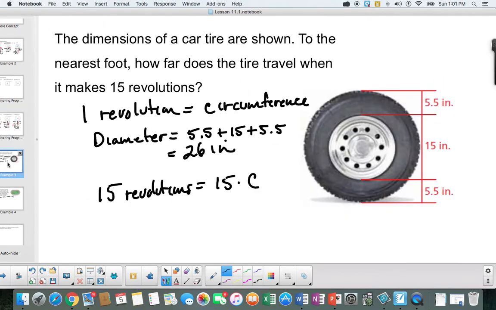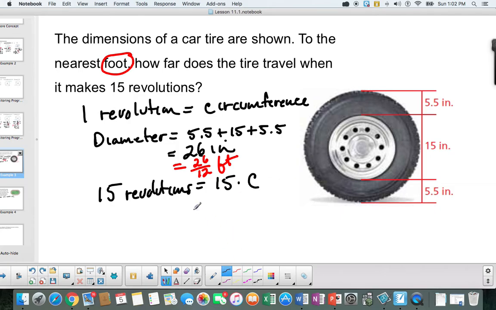Here's our next problem, an apply problem. We want to find, to the nearest foot, how far the tire travels in 15 revolutions. Well, one revolution is a circumference, and we do need to know what the diameter is. So I add all of these lengths, but since the question is asking for feet, I'm going to have to convert this into feet by dividing it by 12. So that's what the diameter is in feet.